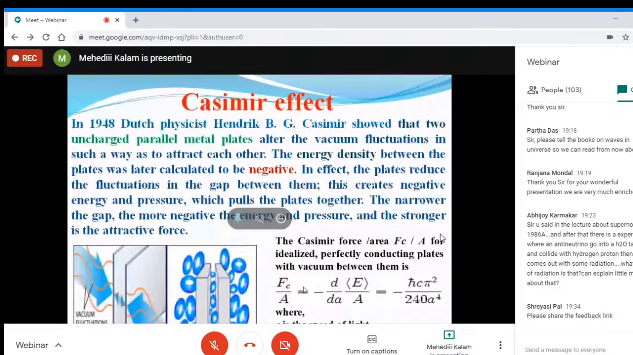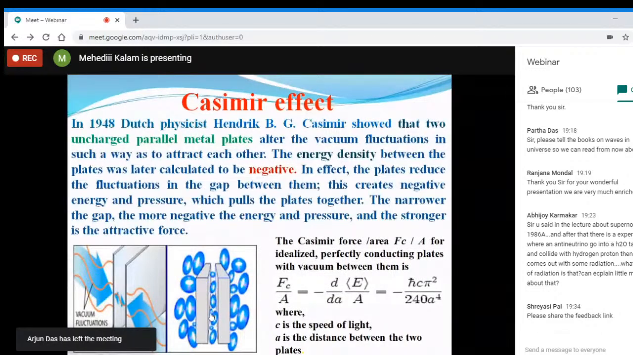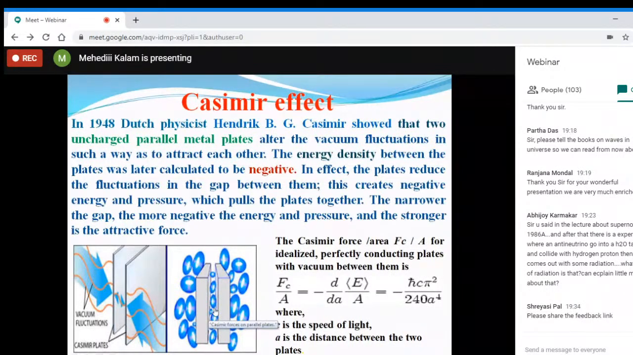Another is in the Casimir effect. In 1948, Hendrik B.G. Casimir showed that for two uncharged parallel metal plates, after the vacuum fluctuation, he calculated that in this region the energy comes out as negative. Scientists are trying to get this in an experimental way. 80% of this Casimir effect experiment till now is successful. If 100% is successful, then in that situation we can get that.